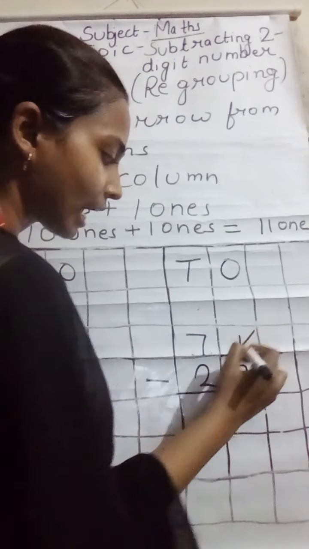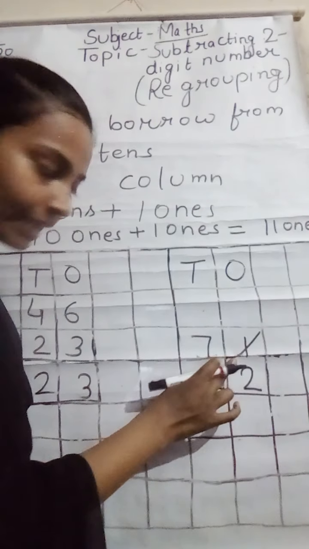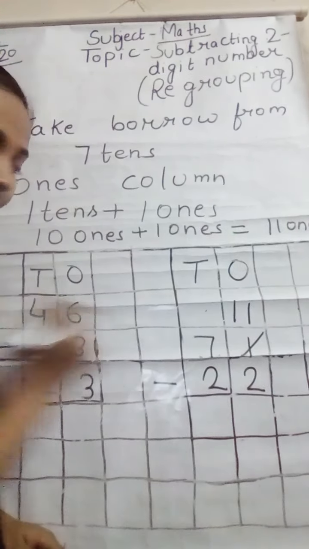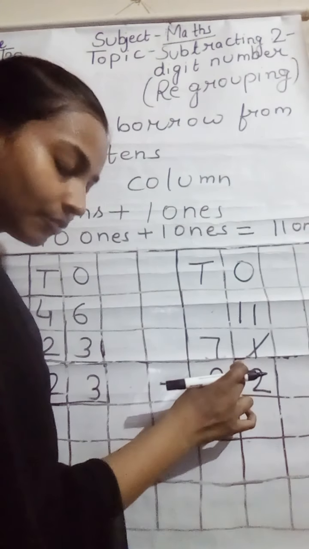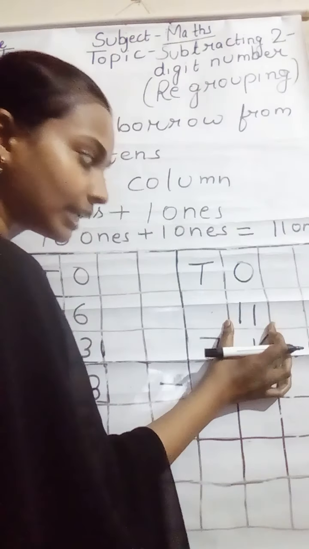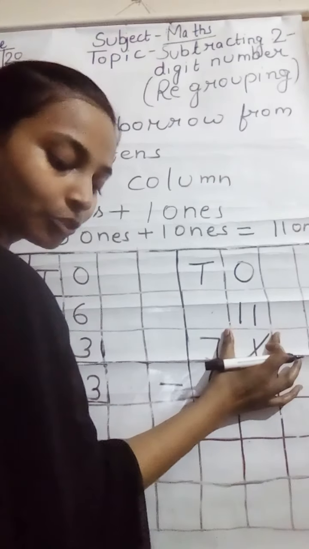11 ones. So we have to cancel it with a slash line, and we have to write 11. So if we cancel this, or if we cross this number, then which number becomes? This number 11 becomes. So this process is called regrouping. Okay, we have to regroup this number.